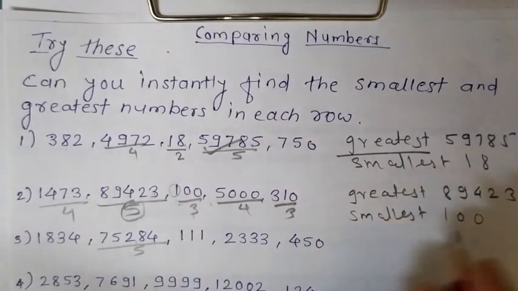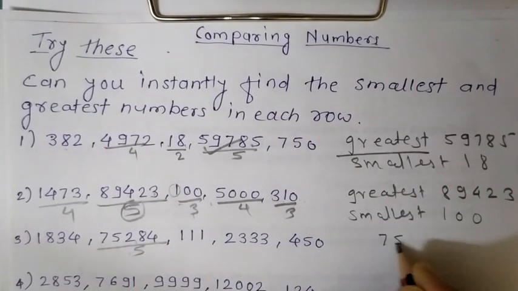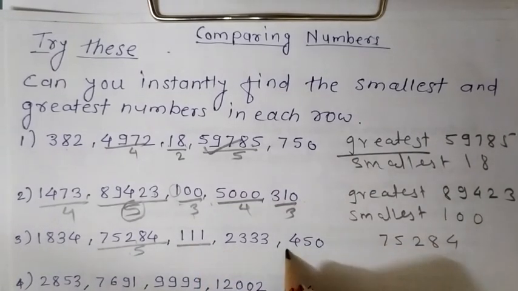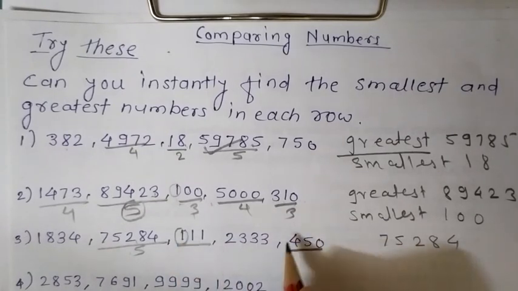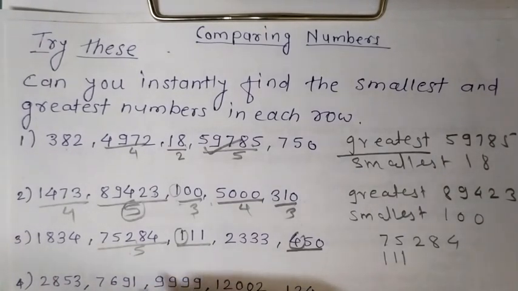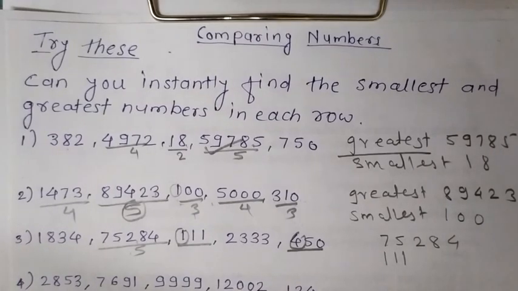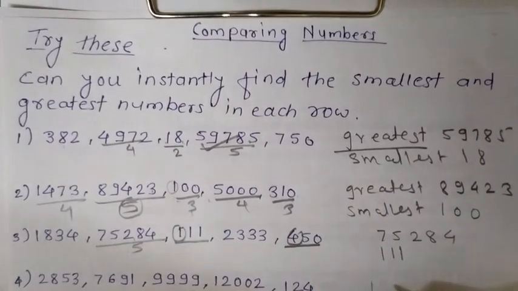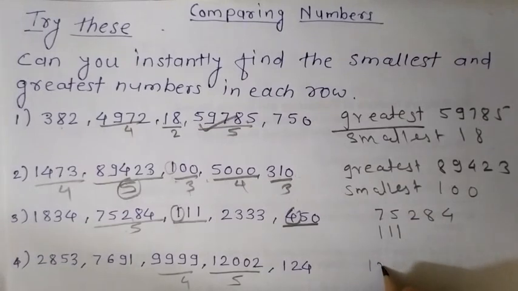Now third one. Here you clearly observe 1, 2, 3, 4, 5. 5 digits are there. So greatest is, I am directly writing now. And which one is smallest? Here we have 3, here we have 3. In first place, here we have 4, here we have 4. So smallest is 111. And here in the fourth one, we will find out the greatest. Here we have 5 digits, here 4 digits, in the rest of the numbers 4, here it is 3. So the greatest number here is 12002.